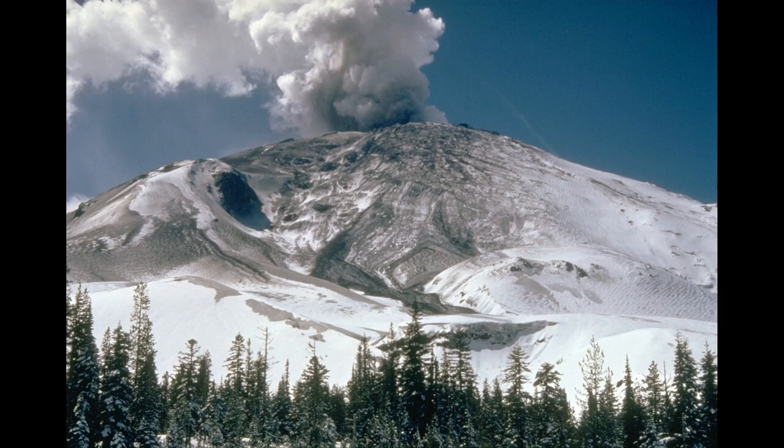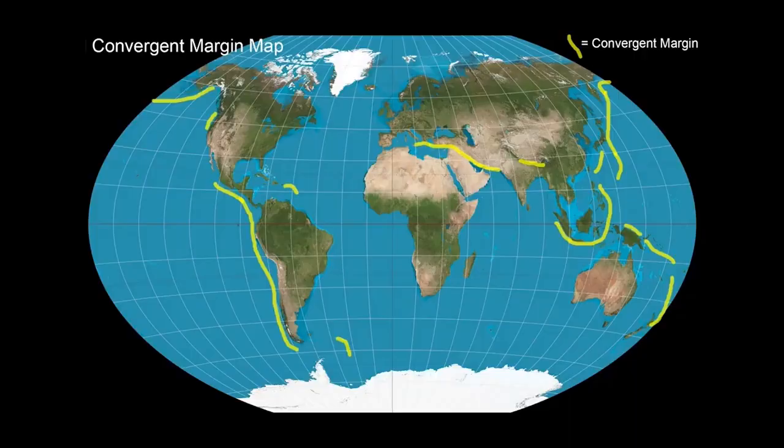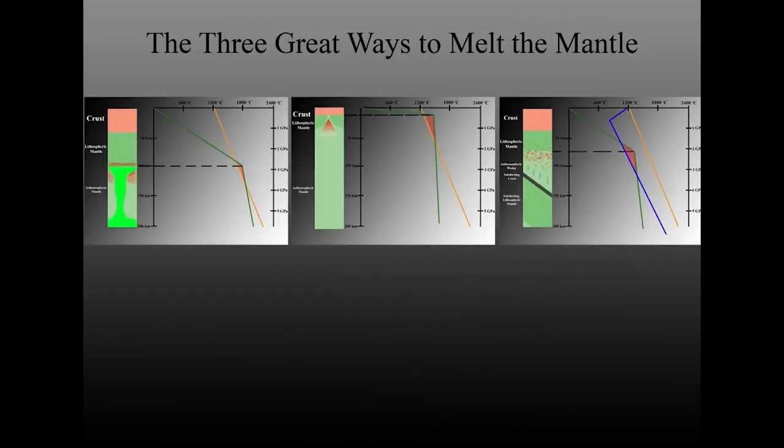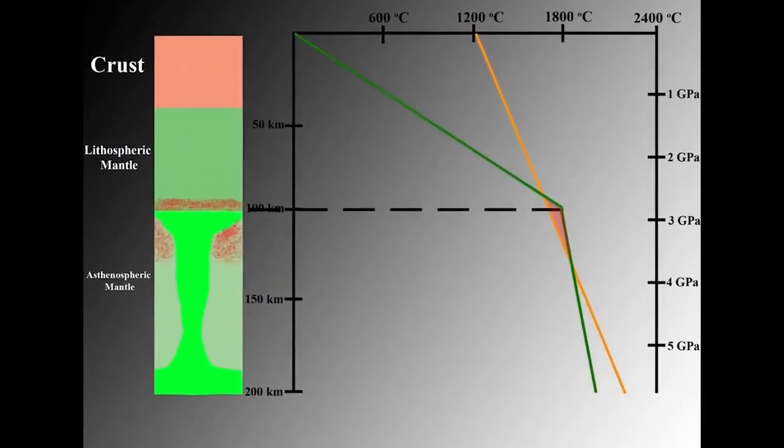Mount St. Helens is an example of a volcano fed by magma generated in a subduction zone. Here's the global distribution of convergent margins. This style of melting only happens with plate tectonics. Let's recap. Under normal conditions, the mantle is solid and doesn't melt. However, there are 3 great situations where conditions are right for the mantle to melt.